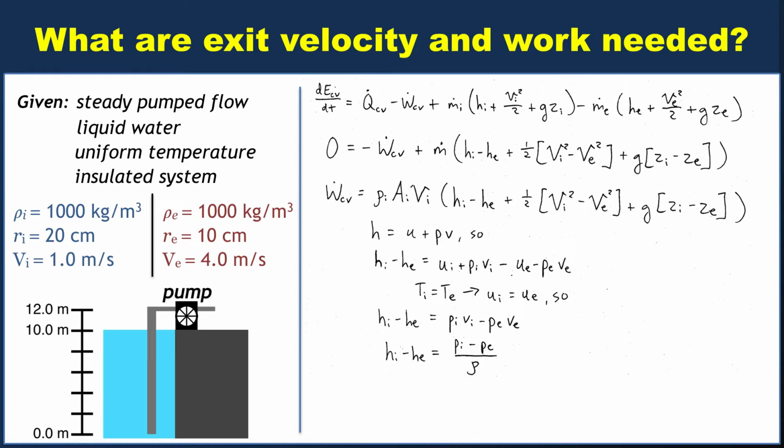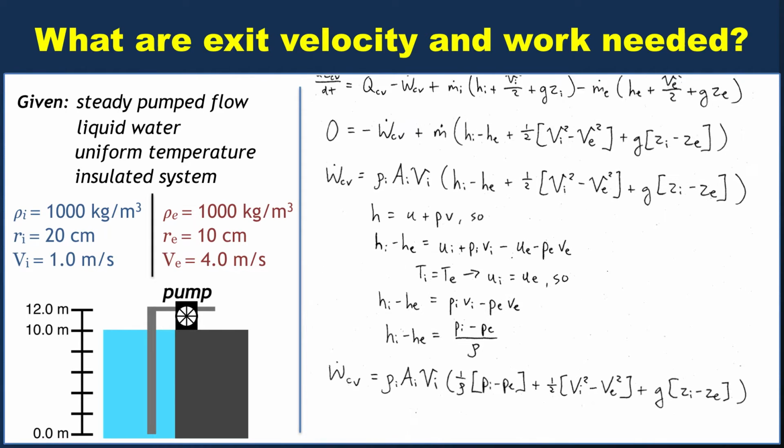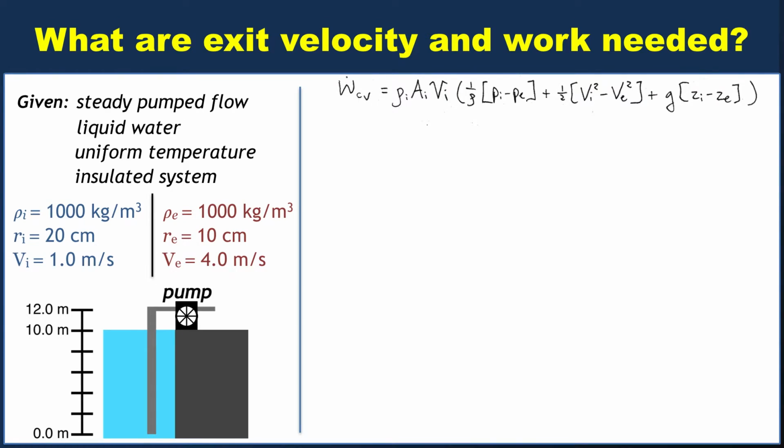Let's substitute that back into our energy conservation expression. So W dot CV becomes all this stuff, but now the specific enthalpy becomes 1 over rho times the pressure difference. We can calculate the pressure difference, so let's do that now. Move that up. What determines the pressure difference between the location of the pump and the bottom of the pond?